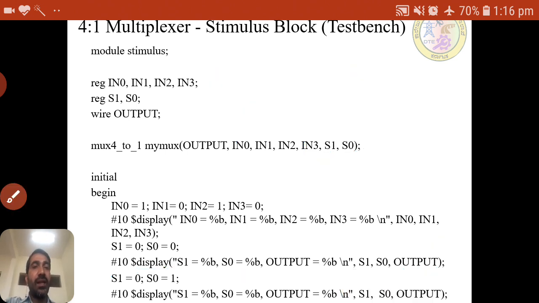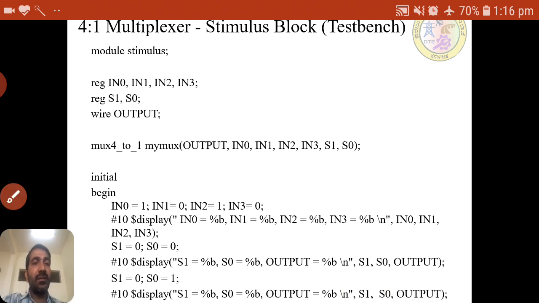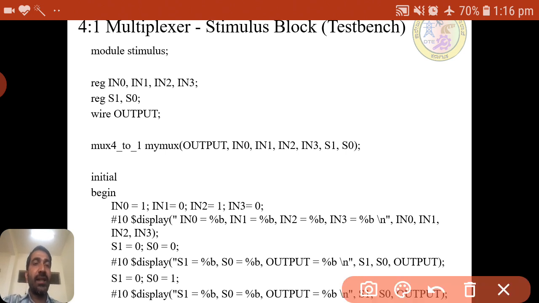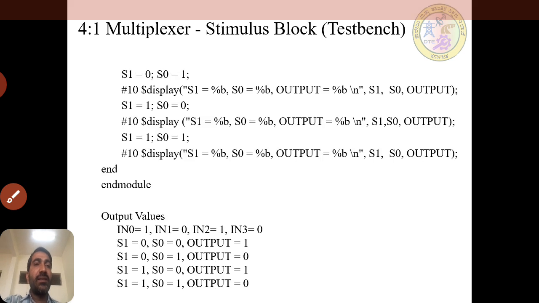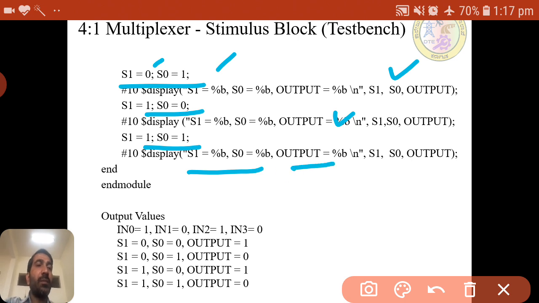Similarly, next we are giving select lines 0 and 1. Again we use the display task to display the next output, because as the select line changes, we display those select lines using one more $display system task. Next pattern, the same thing: 0 1 and its output, then the 1 0 combination and its output, and the 1 1 combination, with the select lines and the output.